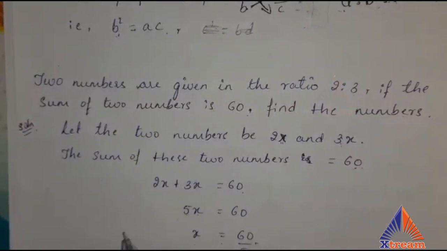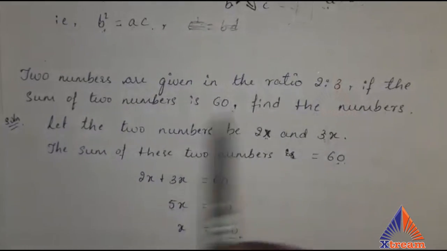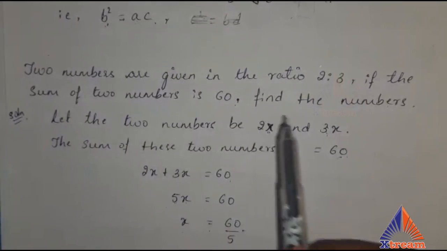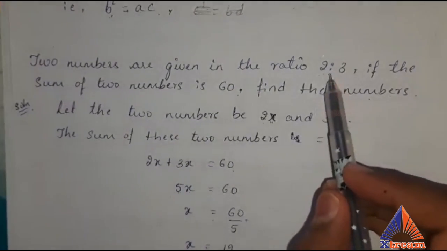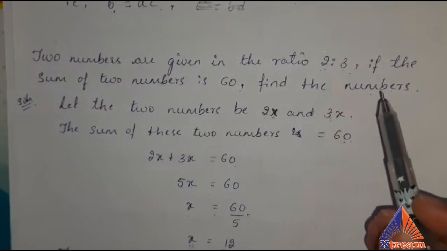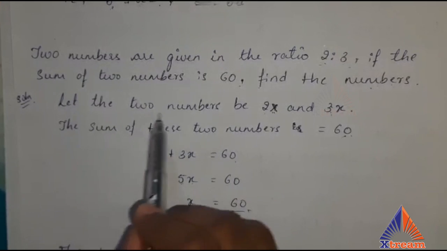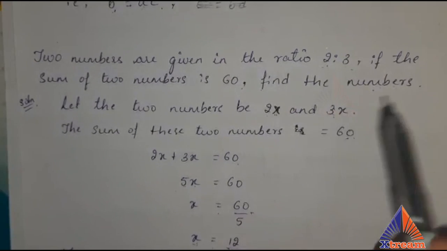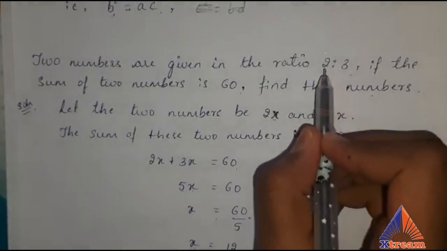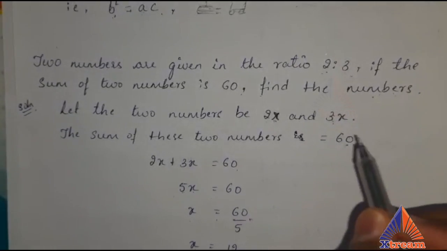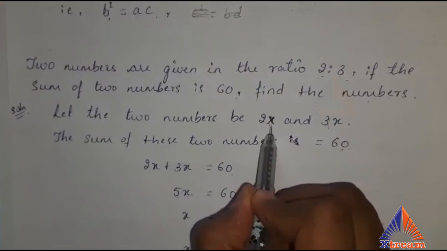Now let's take an example. Two numbers are in ratio 2:3. If the sum of the two numbers is 60, find the numbers. They have given here 2:3. These are just the ratio of the numbers, but the exact numbers are not given. We need to find the numbers. So let the two numbers be 2x and 3x. I have taken x here because we don't know the exact numbers. 2 and 3 are just the ratios of the numbers. In mathematics, if we don't know any value, we need to take x in that place.